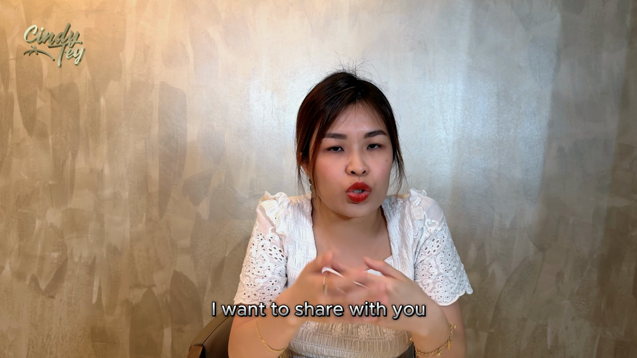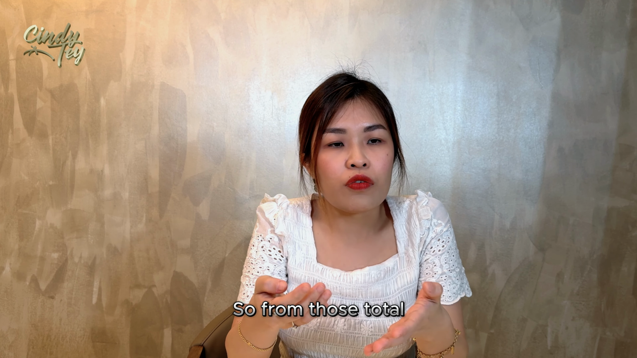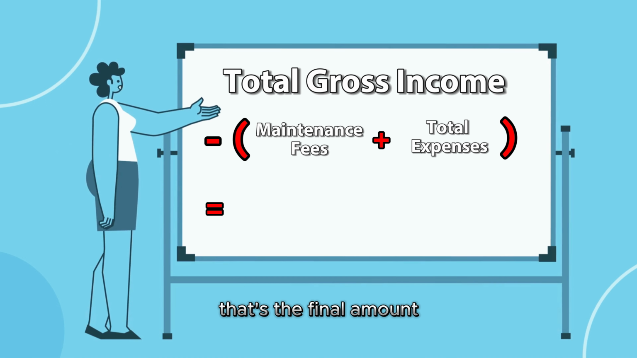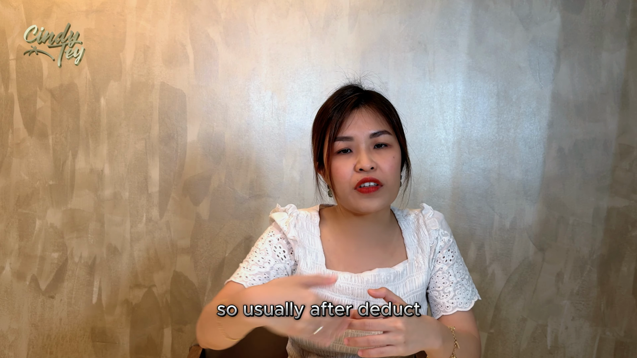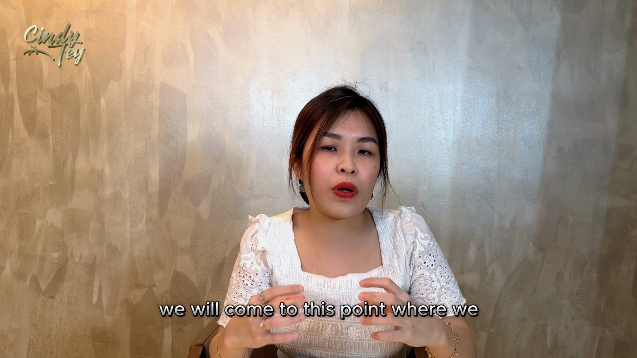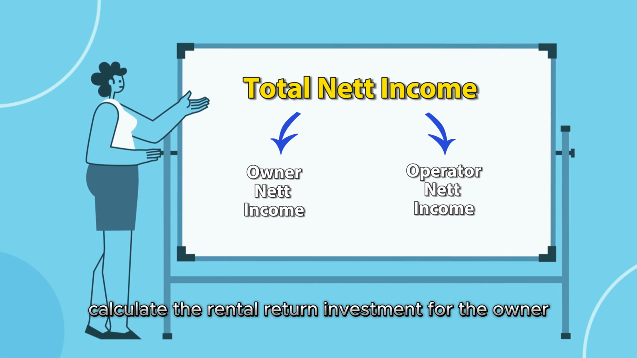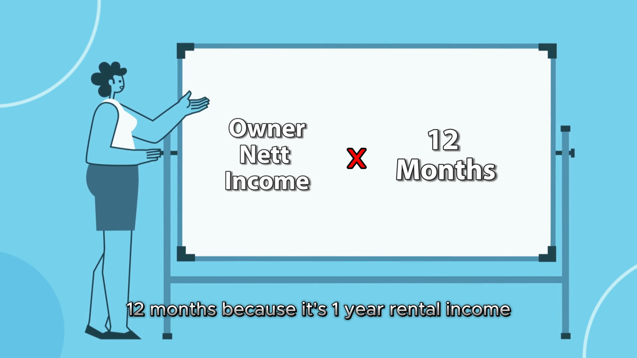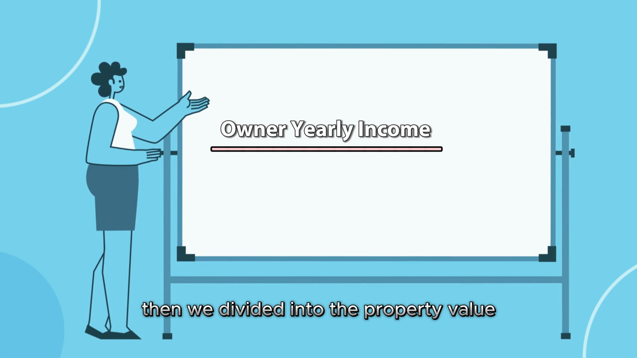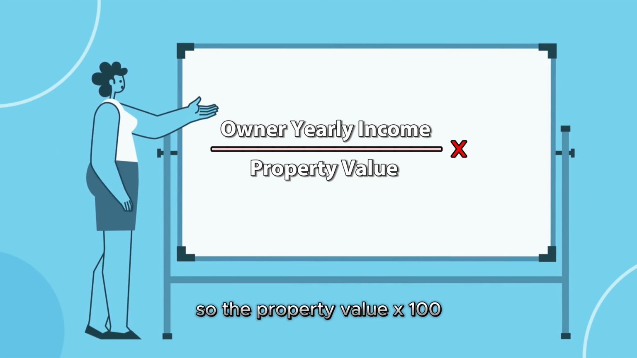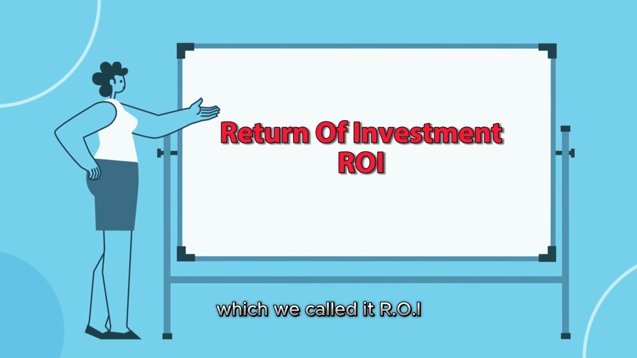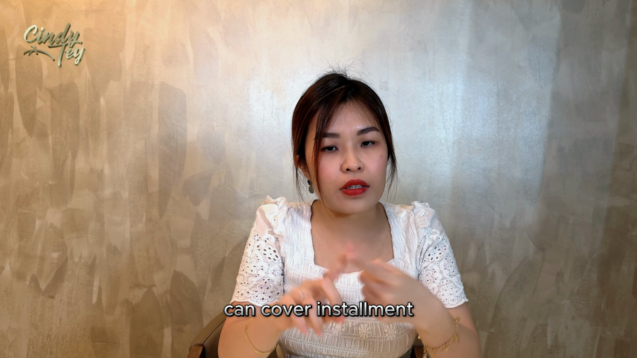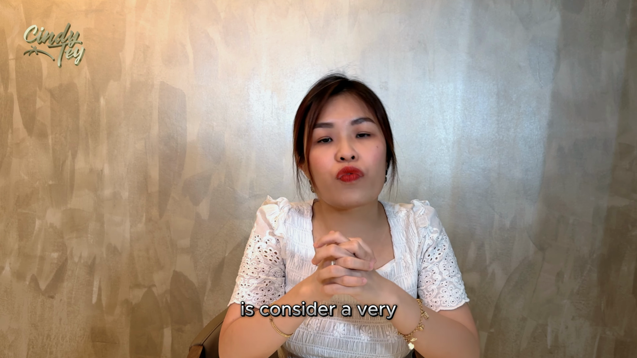In today's video, I want to share with you what you will actually get back home. From the total, minus all those expenses and the property maintenance fee, that's the final amount you will actually get back. After deducting all this, we calculate the rental return on investment for the owner. We take the rental income per month, multiply by 12 months because it's one year of rental income, then divide it by the property value, times 100%. That's where you see your return on investment, which we call ROI.